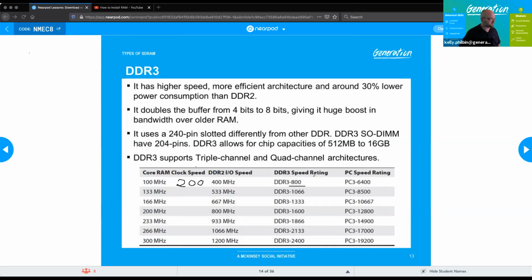And then we're going to multiply that times 8. And that will get us 6,400 for PC speed rating. And often they are nice. They will tell us what generation we're operating off of here. So it says PC3. Let us know that it is a DDR3 or 3rd generation RAM. Questions about this so far?